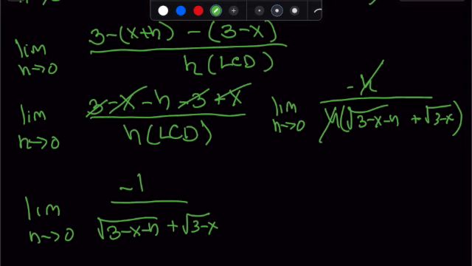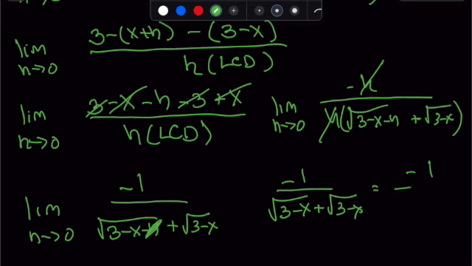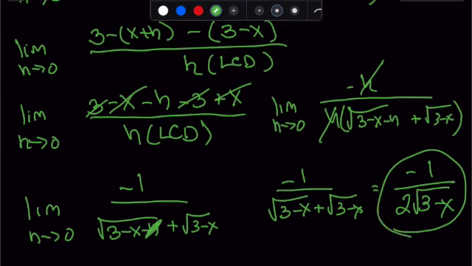Well, now what happens when we plug in 0? This term right here just goes away. Now we're left with negative 1 over the square root of 3 minus x plus the square root of 3 minus x. Well, again, an apple plus an apple is 2 apples. So we can combine these terms and say it's just 2 of them. A little messy, but doable. Just keep it organized and you should be fine.